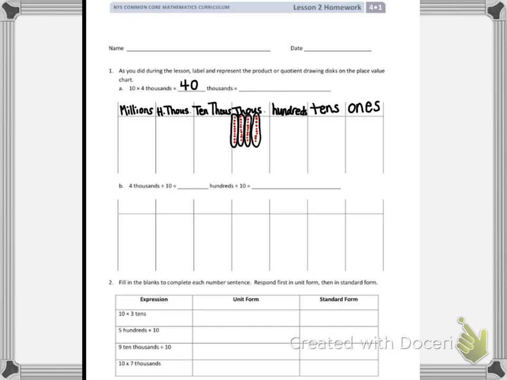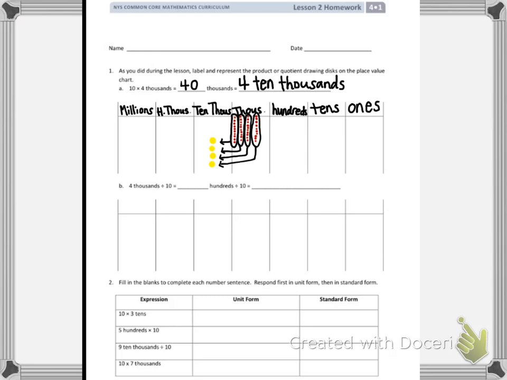Now that I have bundles of 10, I can move them to the next unit. My 40 thousands have now been bundled and moved to the next unit, and now represents 4 10,000s. So the solution to number 1, letter A, is 10 times 4 thousands equals 40 thousands, which equals 4 10,000s.